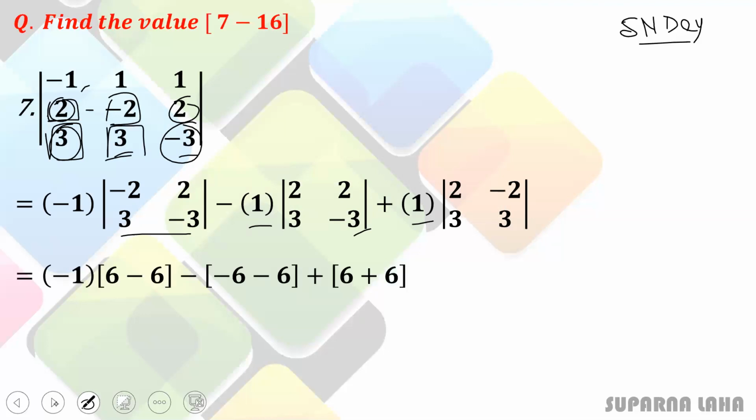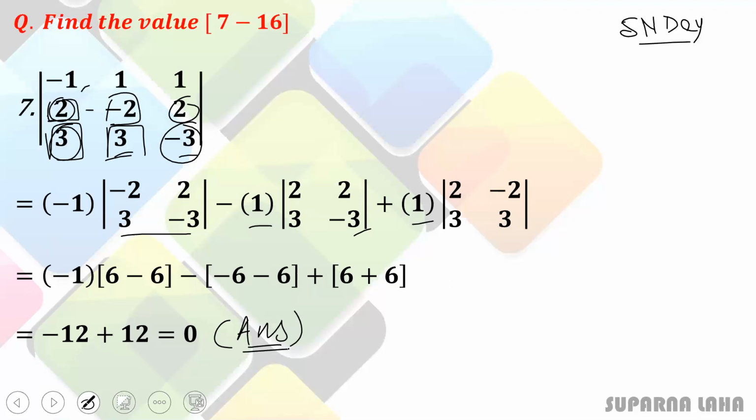Minus 1 into 2 times 3 is 6, minus 6. And 1 into 2 into minus 3, minus 6, and minus of 6. And this 1 into 2 into 3 is 6, and minus of minus, plus 2 into 3 is 6. So if you simplify it, you will find the value is 0.